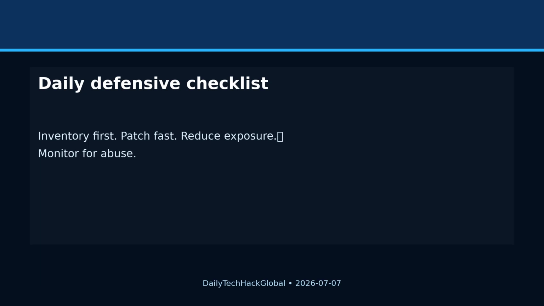The defensive summary: inventory first, patch fast, reduce exposure, and monitor for abuse. For WordPress, focus on WPFunnels versions, logs, and admin access. For GKS, verify version 2. For AI and Python pipelines, treat pickles and downloaded models like executable code.